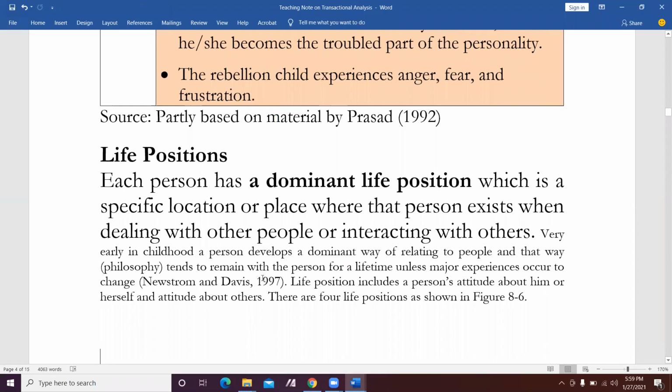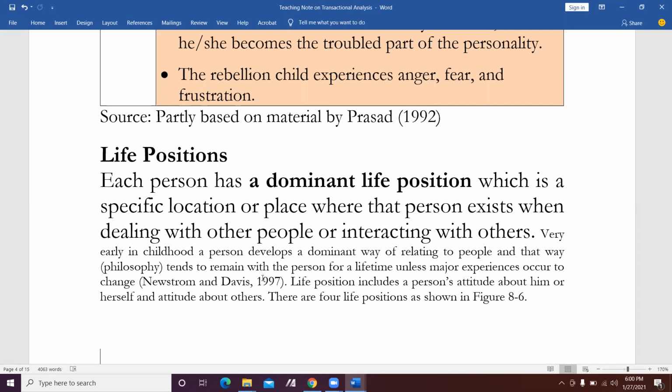Then life positions. The second dimension of transactional analysis that you have to learn, that I have to teach. You have a life position, I have a life position. What do you mean by a life position? That is a specific location or place where you are when dealing with other people. When you interact with other people, you interact by being in a specific place. That is your life position.